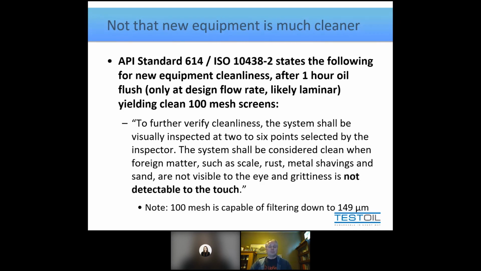First and foremost, it says you must perform a flush, and then it says it's a 1 hour flush. Well, I don't know if you have experience with flushing, but I'll tell you this. Most flushes I participate on take at least 1 day, let alone 1 hour. So 1 hour is an incredibly short time frame to try and do a flush on any size of system. But it says do 1 hour worth of flush, and it says to do it at design flow rate.